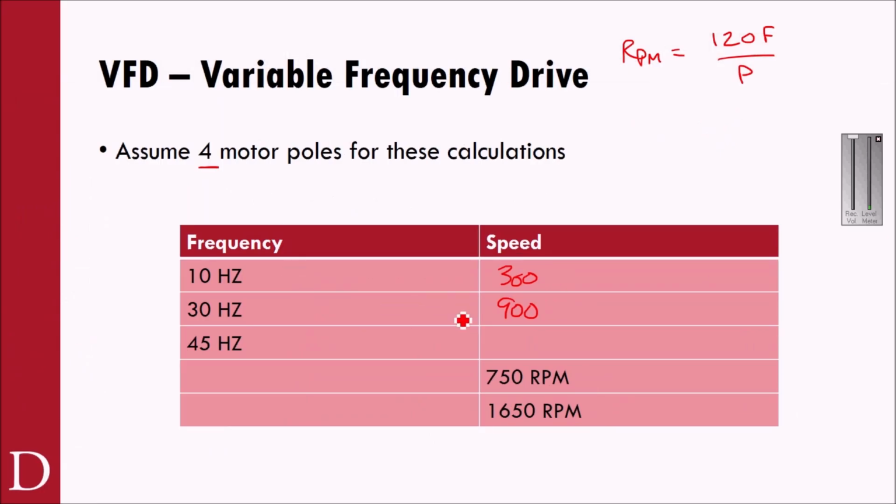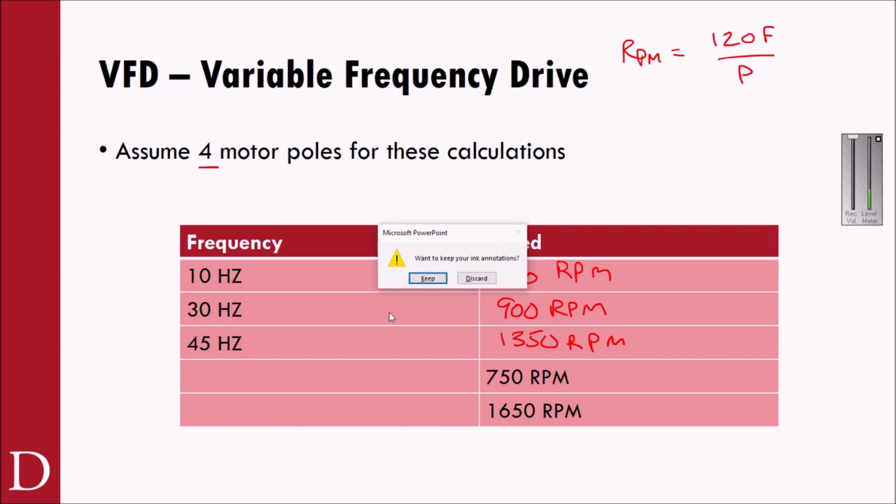So go right down here. I should be listing my units as I do these too: 300 RPM, 900 RPM, and 1350 RPM. What we can see is as the frequency goes up, the RPM goes up. Now a little bit different here. I've got 750. Well, what am I going to do with that? Let's find out.